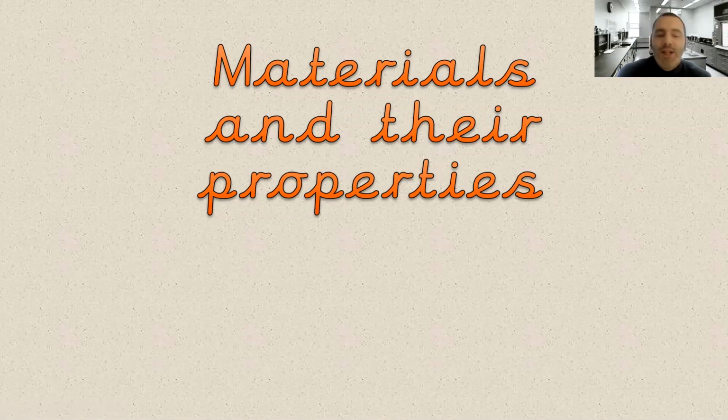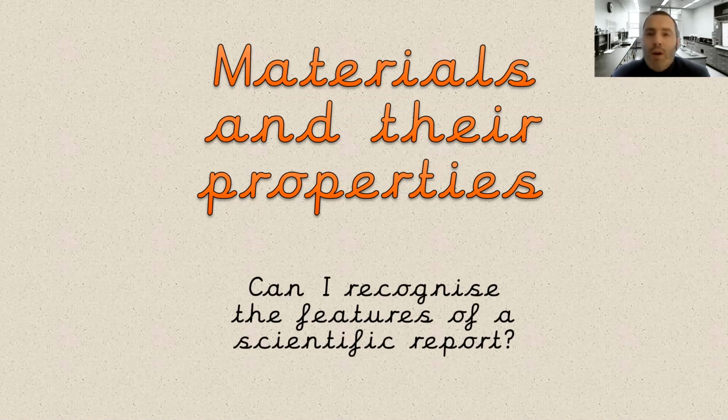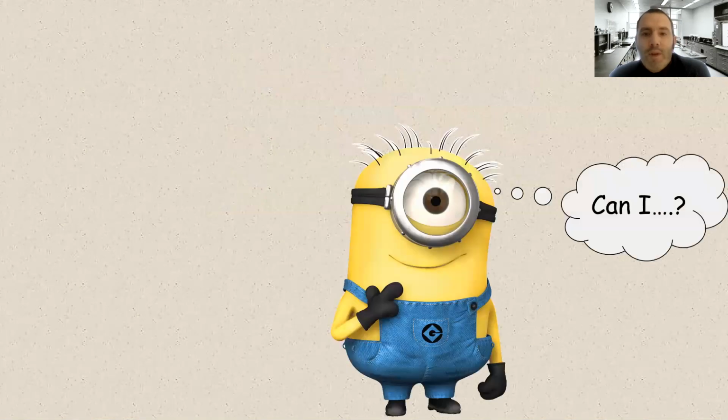We're doing science now. So, materials and their properties. We've looked at all sorts of properties of materials. So we're going to look at the features of a scientific report today. Don't worry, you're going to get to do an investigation because you can't write a report without having done an investigation. So by the end of your session today, you should be able to answer all three of these questions.